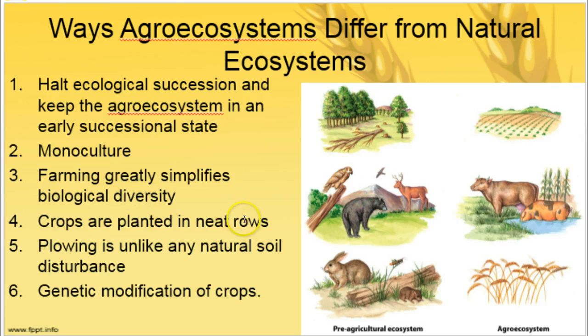And the crops are also planted in nice, neat rows. Organisms don't really like to live in nice, neat patterns. So that's going to take away a lot of those natural parts of the ecosystem. And then plowing really disturbs the soil and mixes things up in a way that wouldn't happen naturally. Additionally, we're going to talk about this unit, how crops have been genetically modified, and that can also impact the ecosystem.